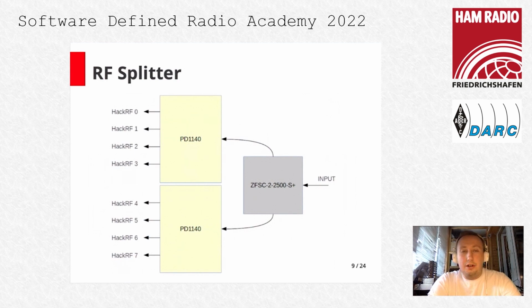Here's the layout of my splitters. I have 3 splitters: 2 identical PD1140 splitters with 4 channels, and an additional Mini-Circuits 2-channel splitter. Sure, the splitters create a lot of attenuation of the signal, so I'm using an additional low noise amplifier at the input. It's not shown on this slide.